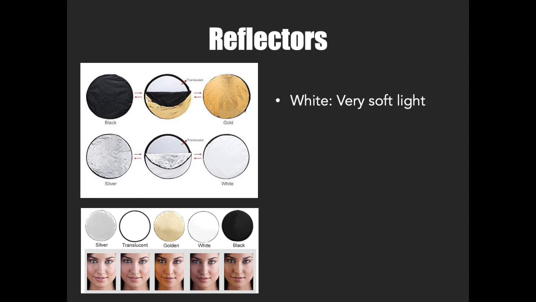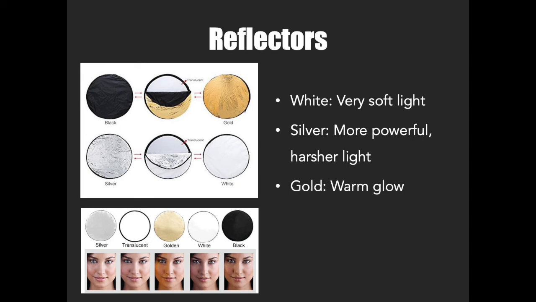The color of the reflector affects the light that bounces back. A solid white reflector will produce a very soft light. A reflector with a silver side will reflect more light back than the white. This creates a harsher but more powerful light. A gold reflector is like the silver reflector, only it will give the subject a warm glow. The black side of a reflector will block light. This can help you create your own shade and emphasize shadows.